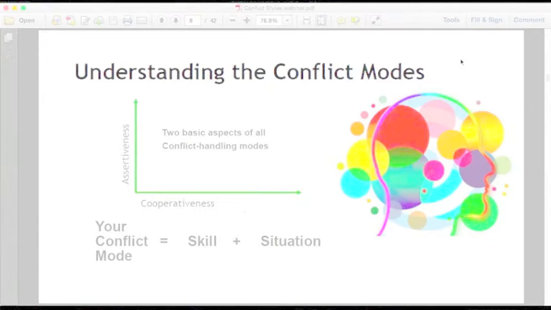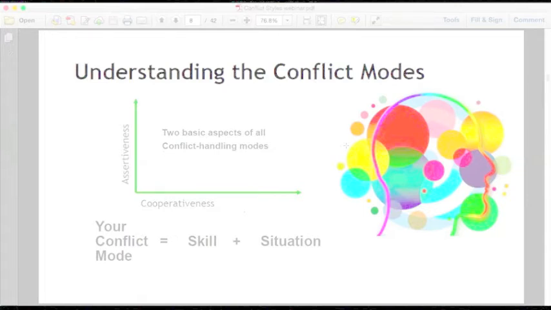These conflict modes come from the Thomas Kilmann instrument, an assessment that you can take. We're not taking it today because we're just going to talk about it, describe it, and see it in ourselves. If you ever want to take it, you can let me know, but it's not necessary. Hopefully you'll be able to see yourself in this. What the Thomas Kilmann instrument looks at is how you behave in a conflict situation, and it looks at it in 2 dimensions.